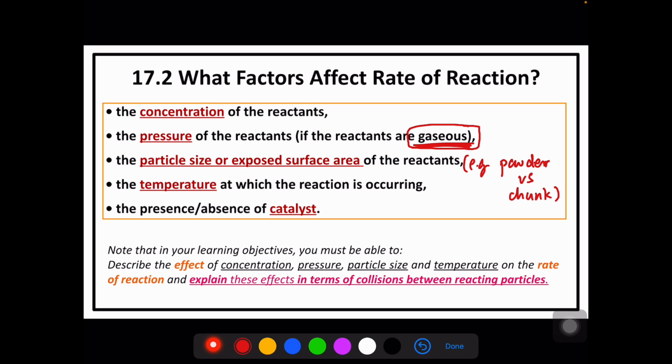The fourth one is the temperature. I think this one should be quite straightforward. And the last but not least is what we call the catalyst.